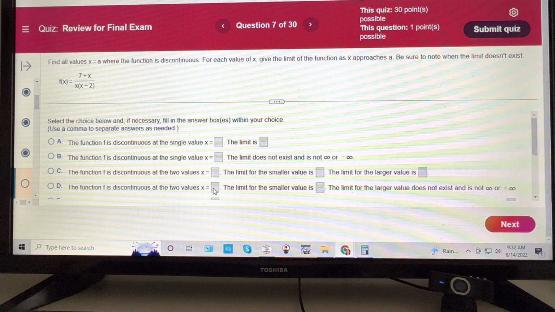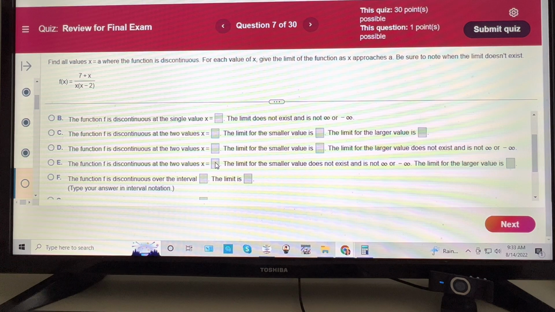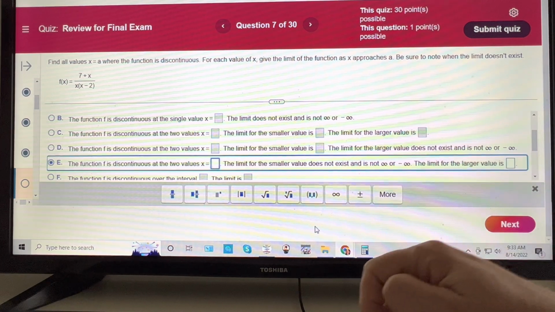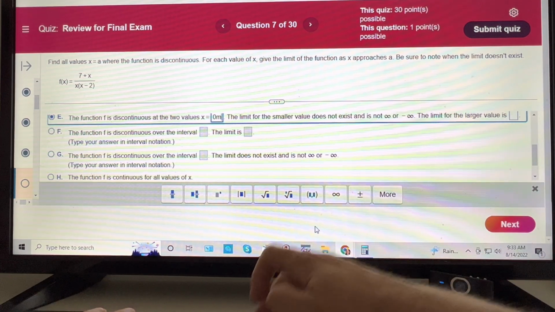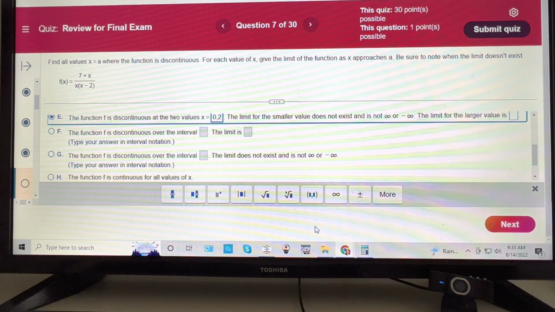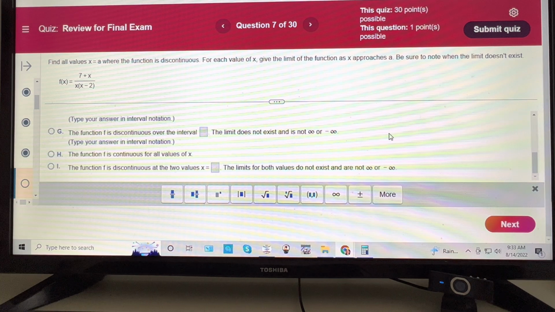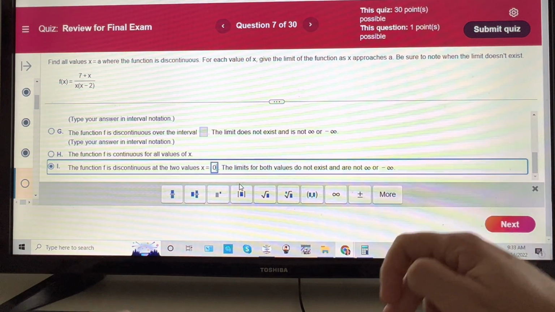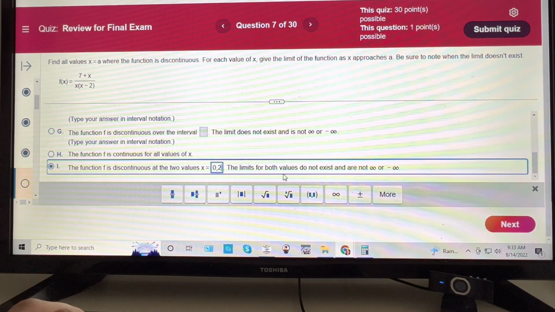So we have 2 of them, 0 and 2. There's 2 discontinuous spots, 0 and 2. The limit for the smaller, no, I'm putting this in the wrong spot. Yeah, it's here. 0 and 2. The limit for both values do not exist, and they're not infinity or -infinity.